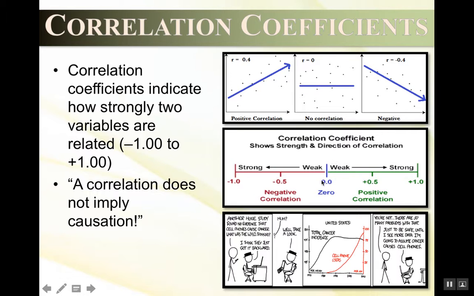So there's either a weak or strong correlation, but it's on that variable scale of how strong is the positive, or how weak is it, or how strong is the negative, or how weak that is. But the most important thing to remember when you talk about correlation is correlation does not imply causation.